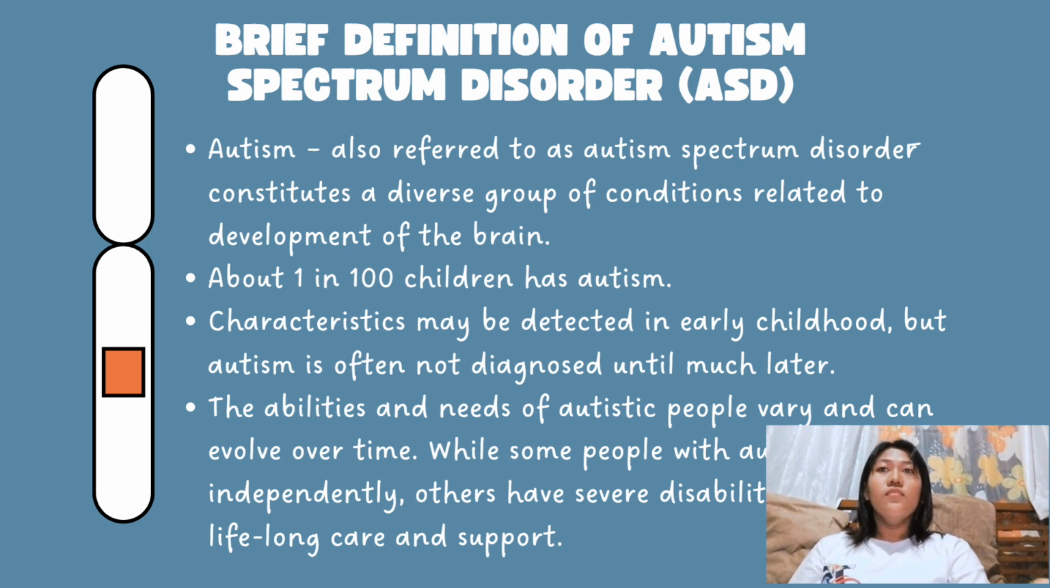What is autism? Autism, also referred to as autism spectrum disorder, constitutes a diverse group of conditions related to development of the brain. About 1 in 100 children has autism. Characteristics may be detected in early childhood, but autism is often not diagnosed until much later. The abilities and needs of autistic people can vary and can evolve over time. While some people with autism can live independently, others have severe disabilities and require lifelong care and support.